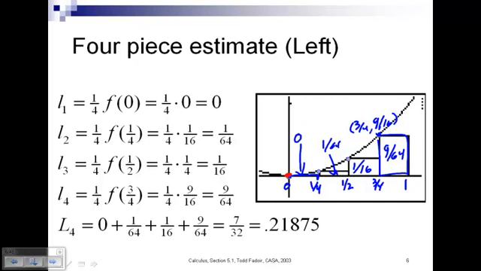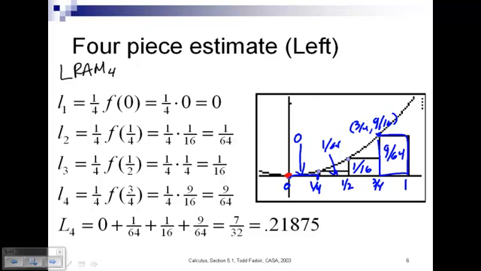And again, your book is going to refer to this as LRAM 4. The left-hand estimate using rectangles, and we use 4 rectangles to do it. And that ends up being a little over 20 hundredths. So far, so good?